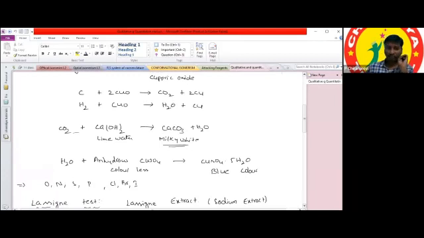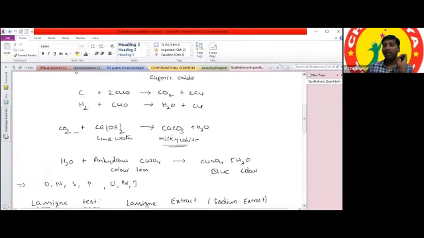Whatever carbon dioxide is there is passed through lime water. When you pass the carbon dioxide through the lime water, it turns milky white. So based on that, we can say the given organic compound contains carbon as an element.